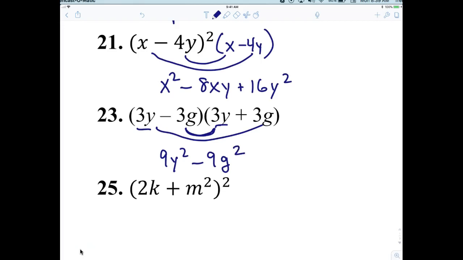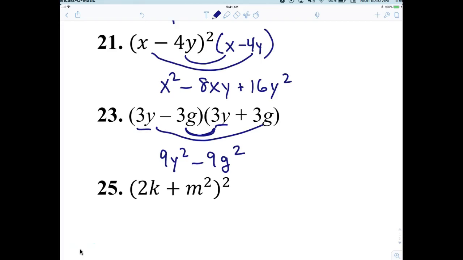Yes, sir. What do you got? I have a question back on 21. So how come it's not negative 8x squared y squared if you added negative 4y? What's x plus x? X squared? That's what you think. That's right. But that's not correct. X plus x is 2x.